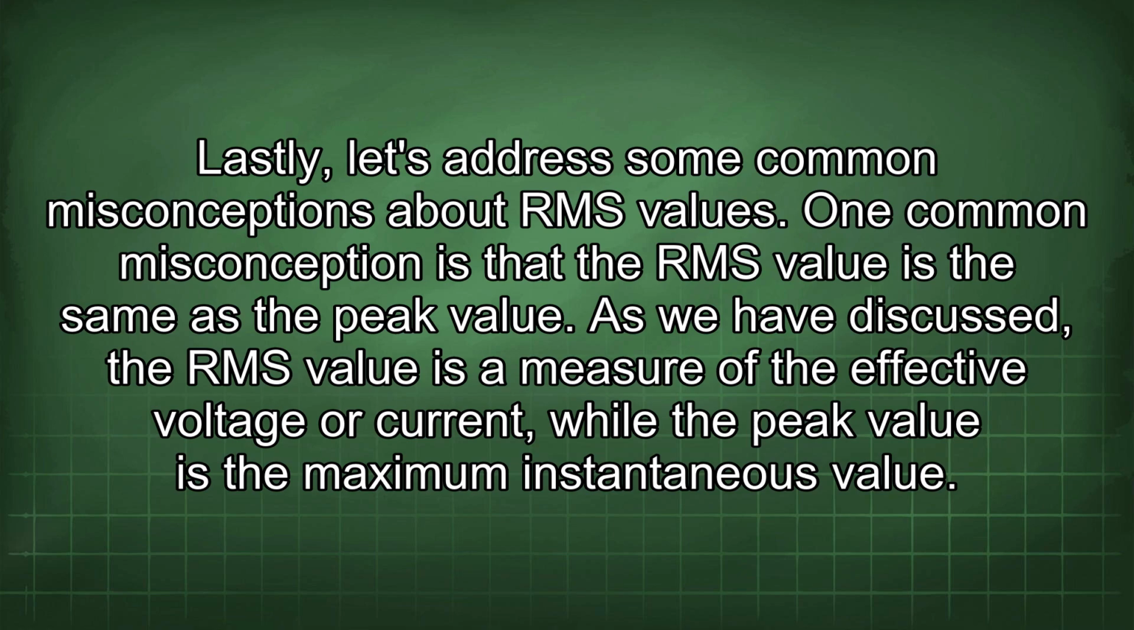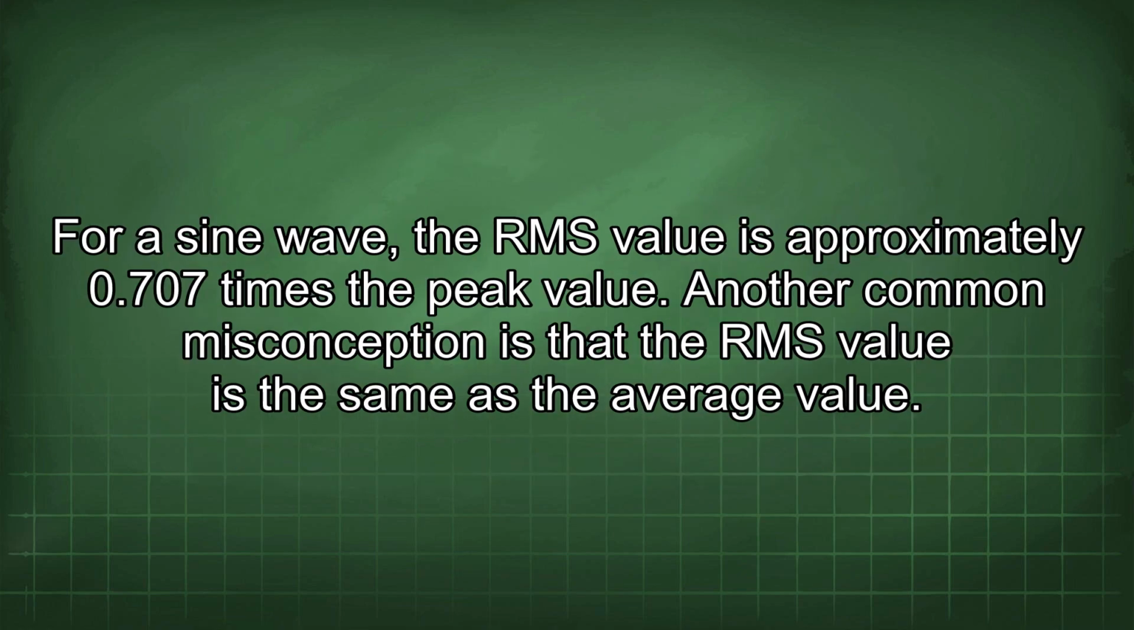One common misconception is that the RMS value is the same as the peak value. As we have discussed, the RMS value is a measure of the effective voltage or current, while the peak value is the maximum instantaneous value. For a sine wave, the RMS value is approximately 0.707 times the peak value.